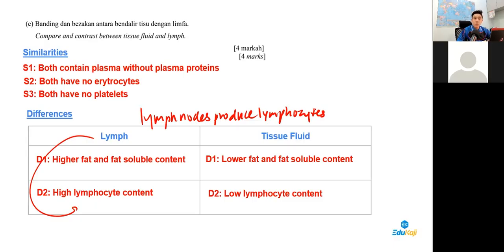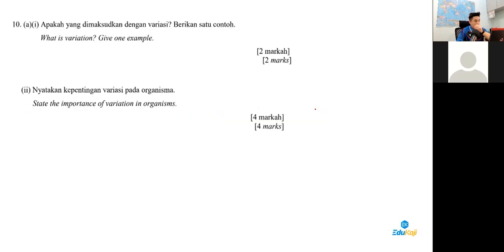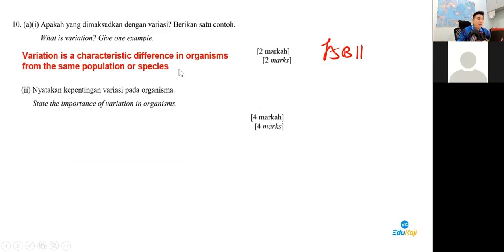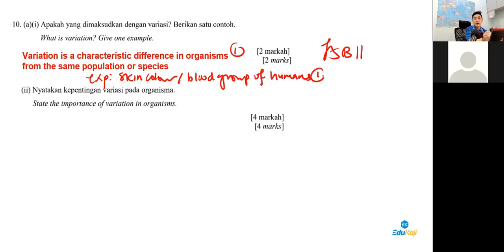Okay, so looking at question 10. Question 10 is from Form 5, Chapter 11, variation. So first up, they're asking you definition and give one example. So one example would be, you can say skin color, or you can say blood group of humans. Okay, so 1 mark.